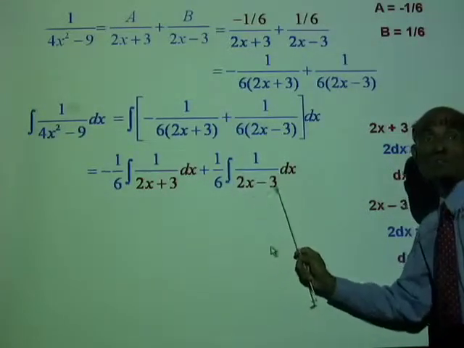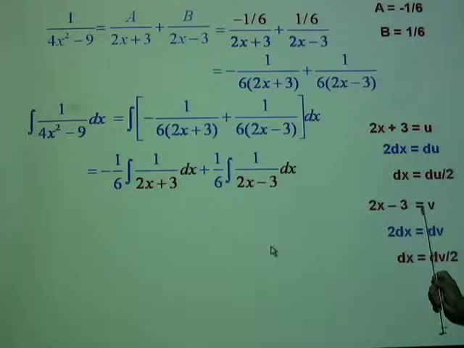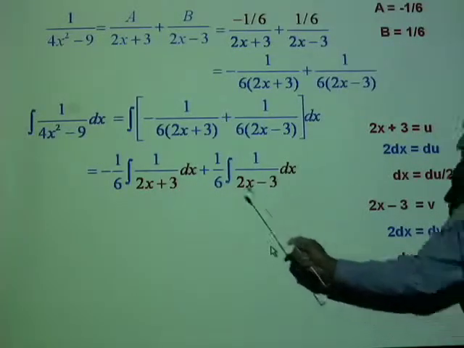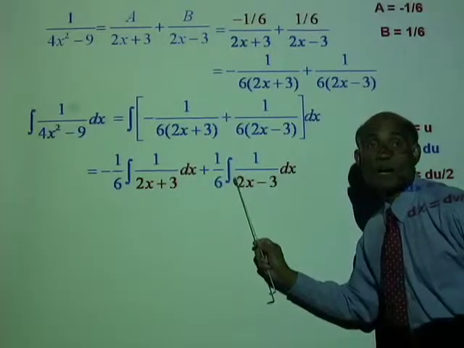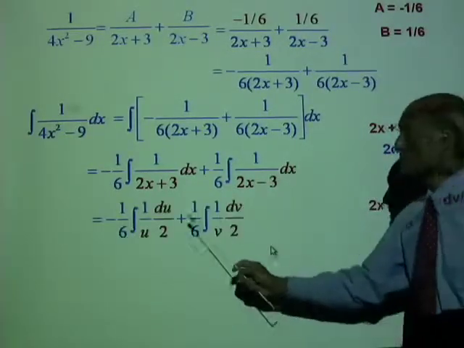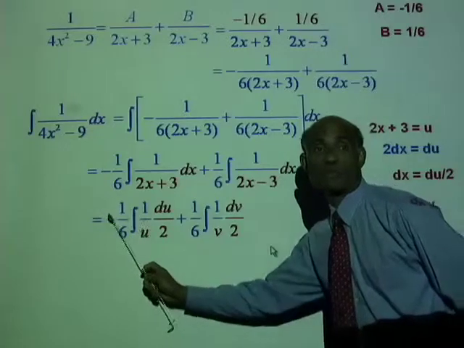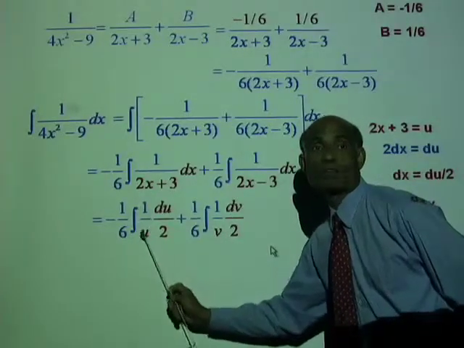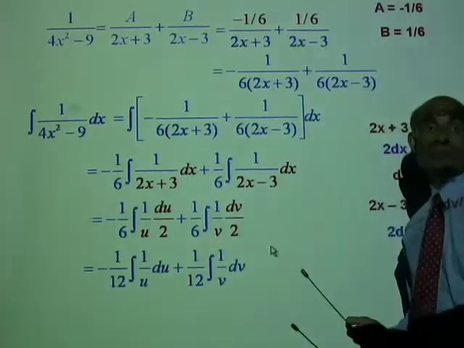And for this 2x minus 3, since we have already used the u, we will use 2x minus 3 as v. That gives you 2 dx equal to dv, or dx equal to dv divided by 2. So when this becomes u, this dx becomes du over 2, and when this becomes v, the dx becomes dv over 2. There you go. And you can actually take these 2's out. This will become negative 1/12 integral 1 over u du plus 1/12 integral dv over v. There you go.